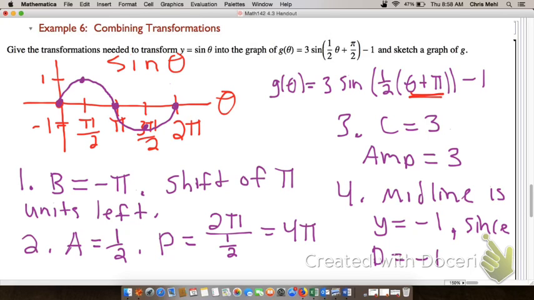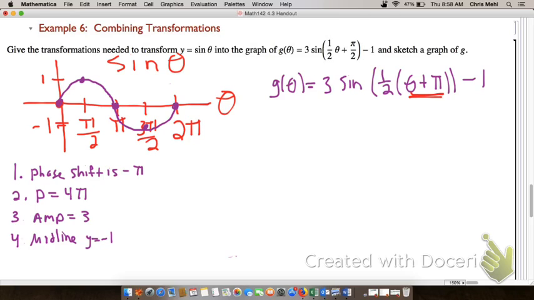So there are 4 important characteristics right there. I'm going to summarize some of this on a different slide, and then we'll sketch a graph of g. Down in the bottom left corner now, the phase shift is minus pi. That's where the fundamental cycle begins. A cycle is traced out over an interval of length 4 pi, which is the period. The amplitude is 3. That's the distance from the maximum value to the midline, or the midline to the minimum value, and the midline of this function is y equals negative 1.